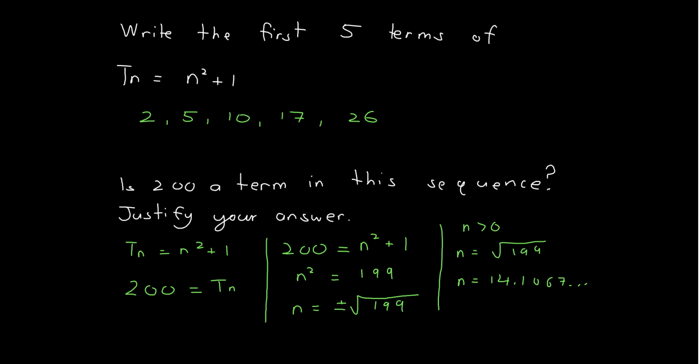So we know that if I have t of 14, we're going to get 14 squared plus 1, and you can of course work that out, it is 197. While t of 15, I hope you can read my 15 here, is 15 squared plus 1, which is 226.